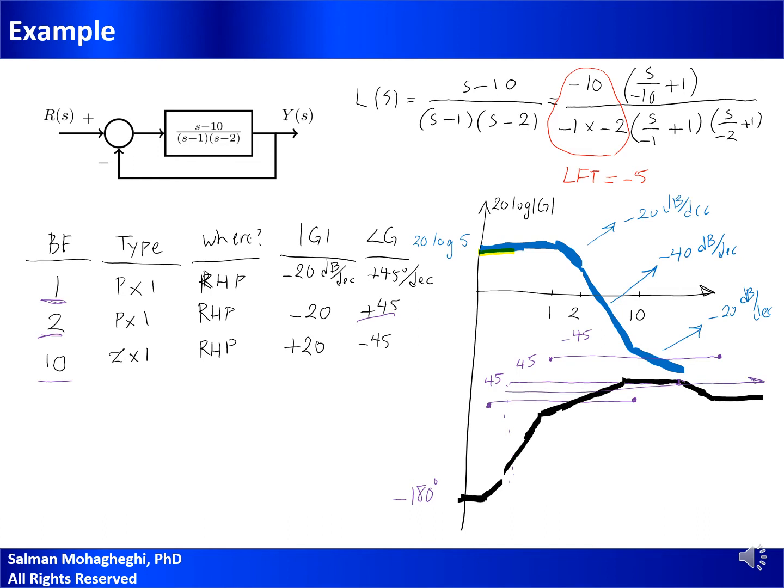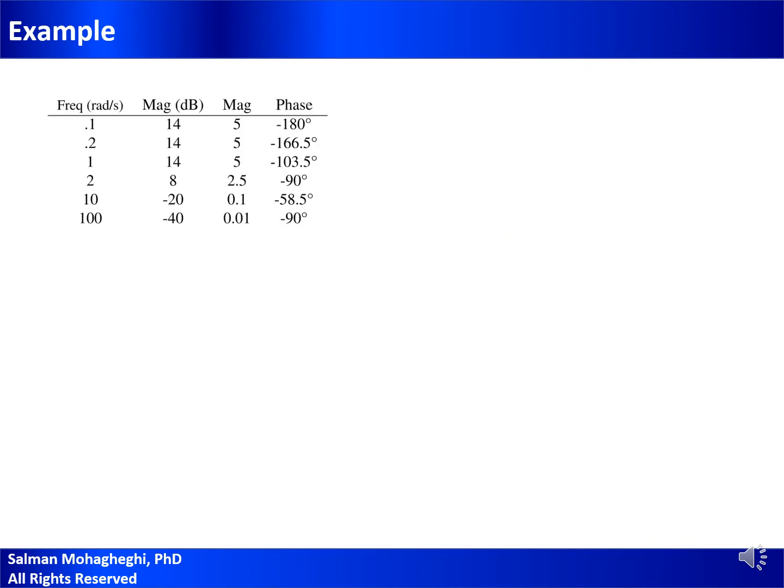Anyway, so this is going to be my phase plot, and I can identify the phases as 45 degrees per decade. This one is going to be 90 degrees per decade. This is going to be 45 degrees per decade, and this is going to be minus 45 degrees per decade. This is my Bode plot for both magnitude and phase. Okay, now that we have the Bode plots, we can go ahead and draw the Nyquist plot using that.